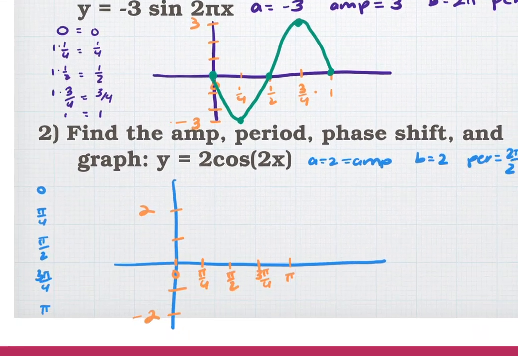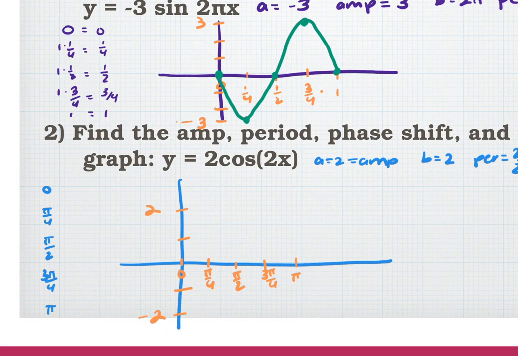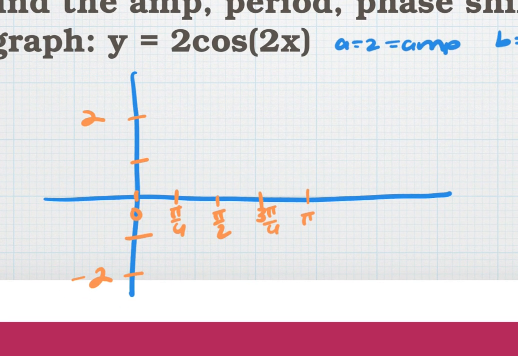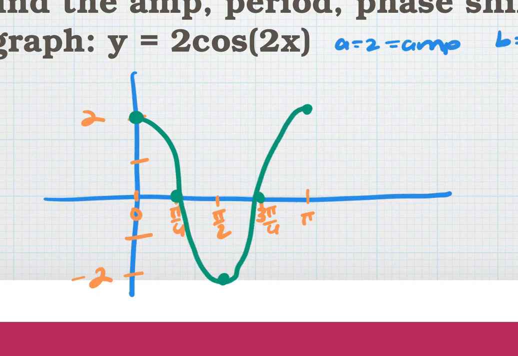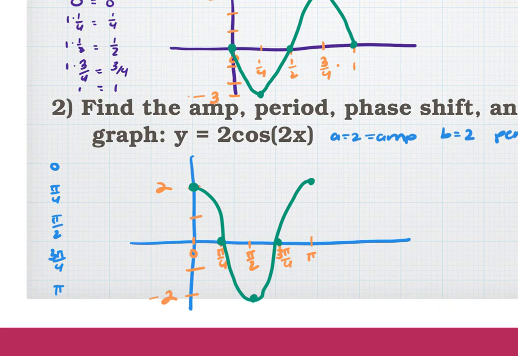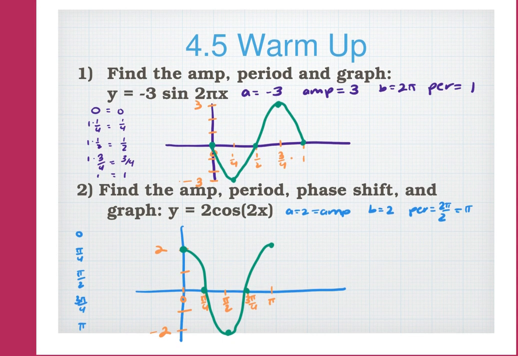Okay. Then 2, A is 2, which is your amplitude. The B is 2, which means the period being 2 pi over 2 would be pi. My key points are 0, pi over 4, pi over 2, 3 pi over 4, and pi. I plotted those. I marked the A. This is cosine. So it starts at the A, comes back down to 0, to -A, up to 0, and up to +A, which was 2. So 2 should look like that. Questions on these?